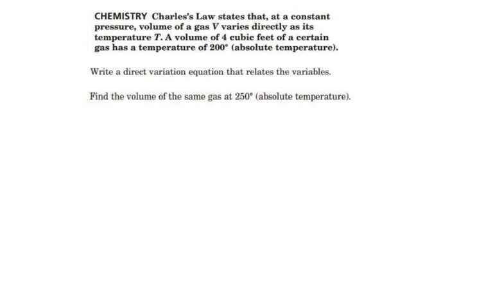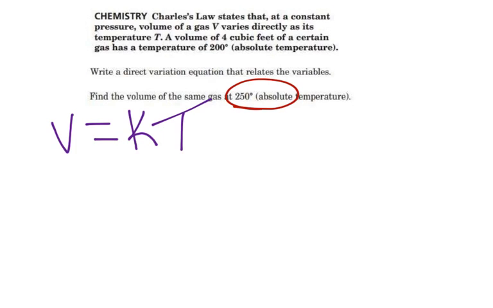You also see real-world applications in chemistry. Charles' law states that at a constant pressure, the volume of a gas V varies directly as its temperature T. A volume of 4 cubic feet of a certain gas has a temperature of 200 degrees, absolute temperature. Write a direct variation equation that relates the variables. The order that it shows up in the problem is what you're going to write. So they give me V. It varies directly, so there's your equals. As its temperature, we've got to have a K. The other variable was T. So there's your equation. Then they want you to find the volume of the gas at 250 degrees, so that goes in for T.